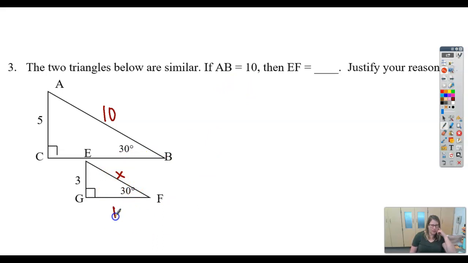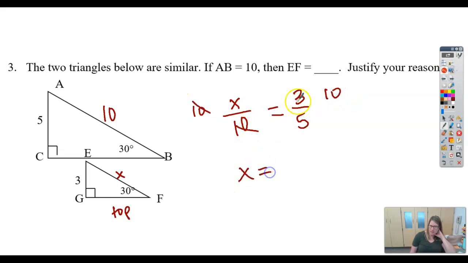So again, because x is in this triangle, that's going to be my top triangle, because I want to keep x on the top of my ratio, over 10, because that's the side that corresponds, right, equals, and then I have 3 and 5, so 3 comes from my top triangle, 5 from my bottom, and now I'm just going to multiply both sides by 10 to get x by itself. So x equals 30 divided by 5, or if I reduce this first, 3/5 times 10 is 6.